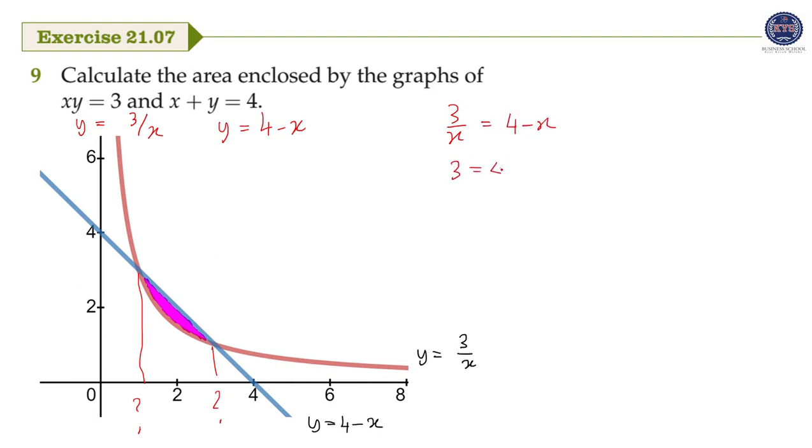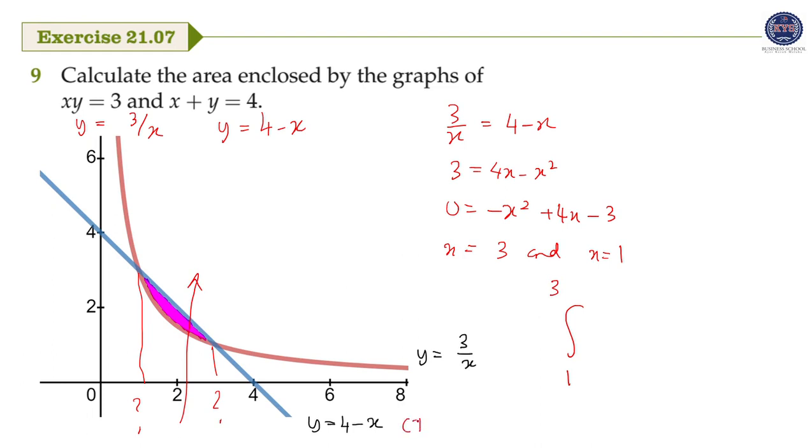So 3 equal to 4x minus x squared. So 0 equal to negative x squared plus 4x minus 3. So you will get two values, which is x equal to 3 and 1. So your integration should be from 1 to 3. Again, by using the vertical line test, you know that this line is the top function. Therefore, this one is the bottom function. Right? So the top function minus bottom, 4 minus x minus 3 over x dx.